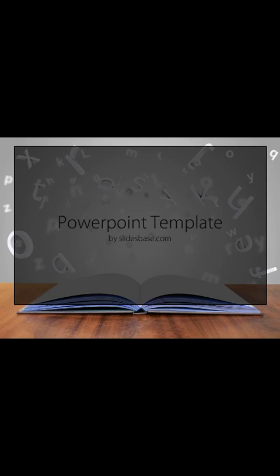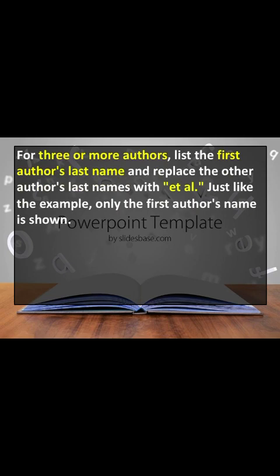In the case of having a source of three or more authors, list the first author's last name and replace the other authors' last names with et al. Et al. is a Latin word and it means "and others," "وآخرون" in Arabic. So just like the example, only the first author's name is shown here.